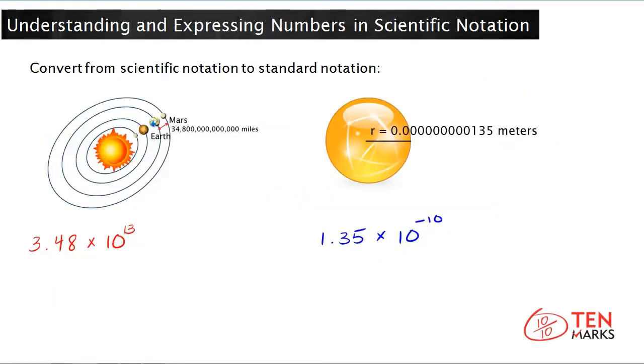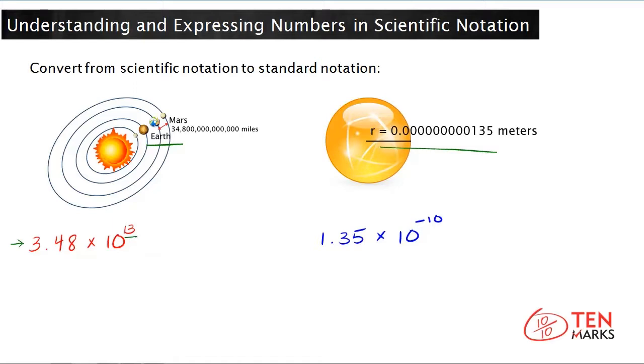Now to check if you've done the scientific notation correctly, what I've done is brought back the original example we started with from the distance in between Earth and Mars, and I've kept the radius of the gold atom still here. Now I've shown you the number that you wrote in scientific notation. Here it is, 3.48 times 10 to the 13. And if I want to make sure that this is correctly done, what I'm going to do is expand the scientific notation back to standard notation.